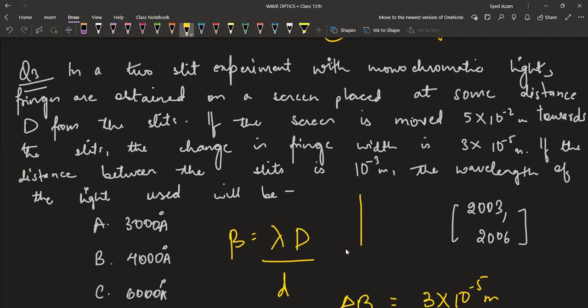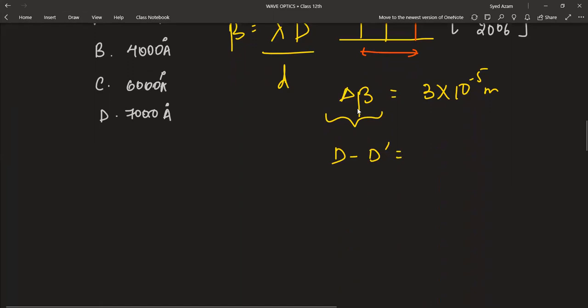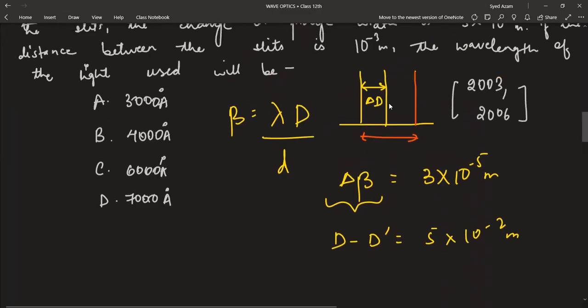If a screen was placed like this, let's say this is some point. This is how the screen was placed. Now, if I bring the screen here, closer, I don't have the new distance. I just have the moved distance. This changed distance is given. That's why this question becomes very important and a little confusing. So you have D minus D dash given, and you have beta minus beta dash given. This is given as 5 into 10 to the power minus 2 meters. Now try the question and tell which option is coming right.